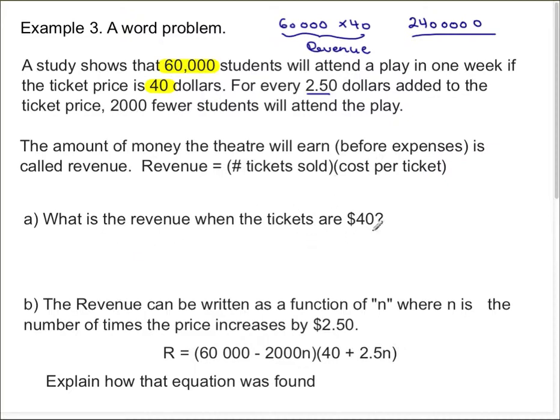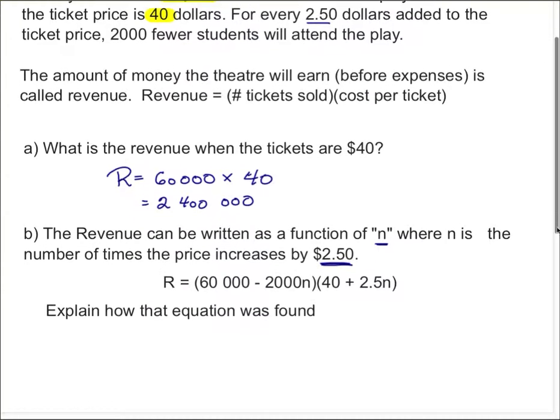Okay, so what is the revenue when tickets are $40? Hey, we just found that. We found that out there out of curiosity, not because anybody told us. So in this case, revenue equals the number of tickets sold. We have 60,000 students each buying a ticket, so that's 60,000 times $40 per ticket, which is $2,400,000. Now the revenue can be written as a function of n. We're not going to use x this time. We're going to use n, where n is the number of times we increase the price by $2.50.